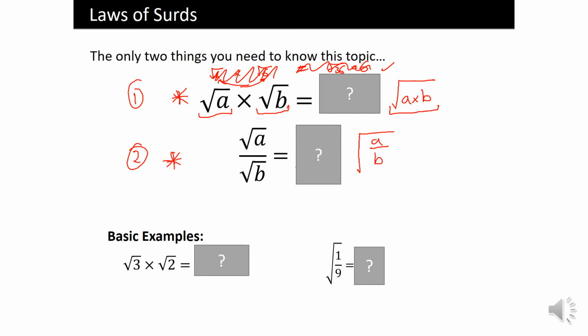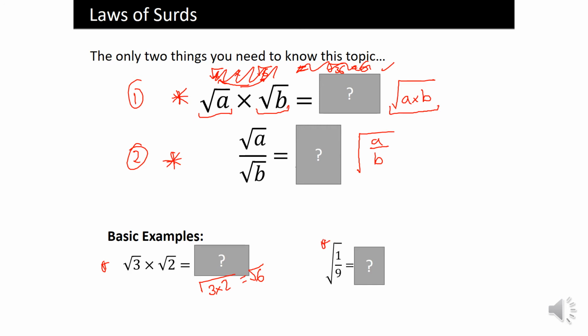So let's look at a quick example. It's root 3 times root 2. So we're down here now, root 3 times root 2. Using rule 1, that would be the square root of 3 times 2, which would be the square root of 6. So square root of 3 times square root of 2 is the same as the square root of 6. You can check that on your calculator to check the rule works.